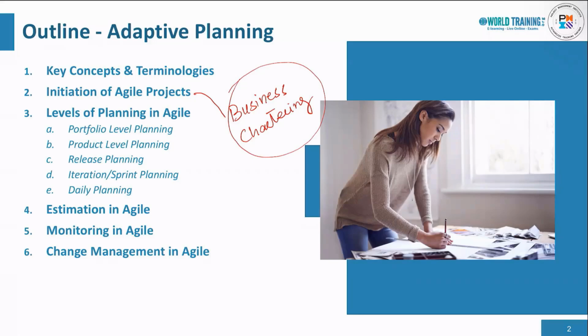Once we discuss initiation, afterwards we will be talking about various levels of planning in Agile. Predominantly, there are 5 levels of planning in Agile: portfolio level planning, product level planning, release level planning, iteration planning or sprint planning, daily planning. Once we are done with this, we will be talking about estimation in Agile, monitoring in Agile, and in the last section, we will be covering change management in Agile.